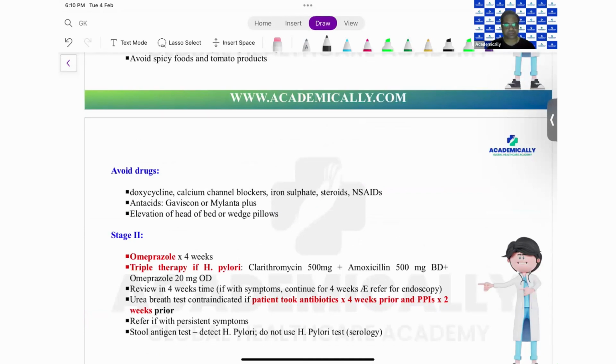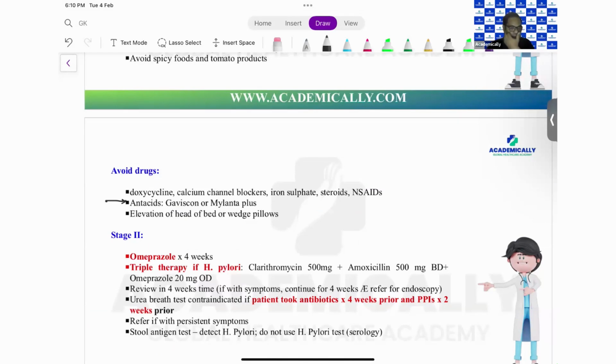Then you can give antacids. Avoiding drugs, these are the first line, those are the drugs which should be avoided. Doxycycline, calcium channel blockers. Why calcium channel blockers? Because they will make the sphincter lax. Then non-steroidal drugs, etc.